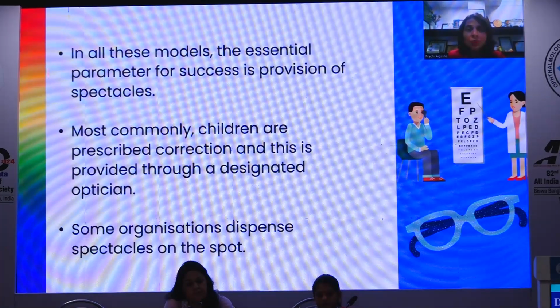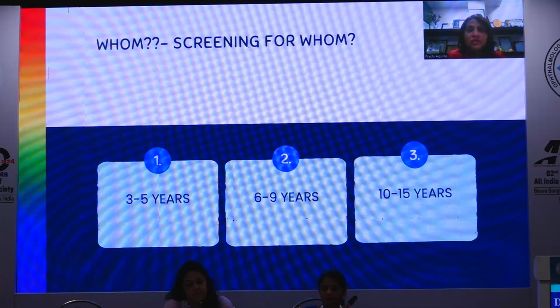Now, in all of these models, the essential parameter for success is provision of spectacles. All our efforts are futile if this is not looked into. Most commonly, the children are prescribed the correction and the glasses are made available by a designated optician. In some camps, the organizations may dispense the spectacles on the spot. Now, whom is the screening done for?